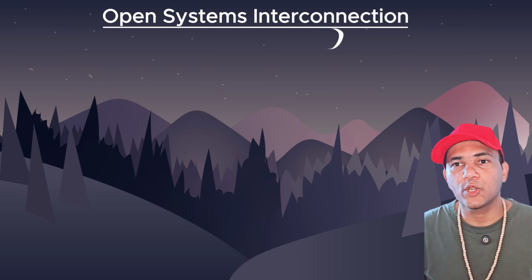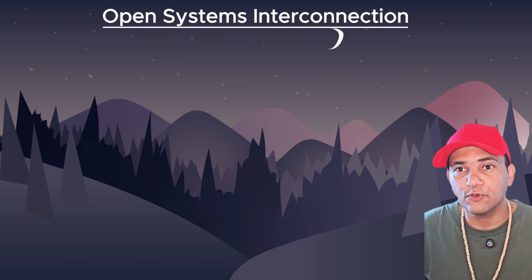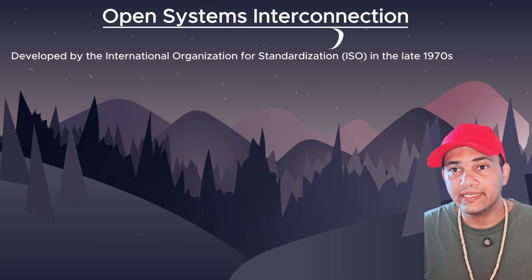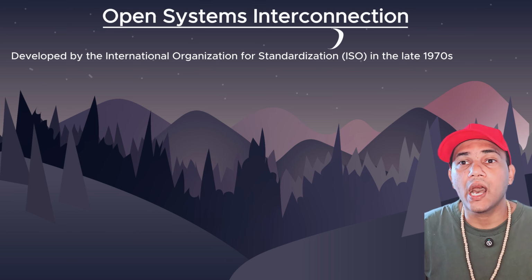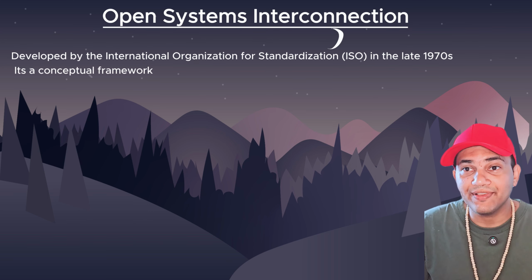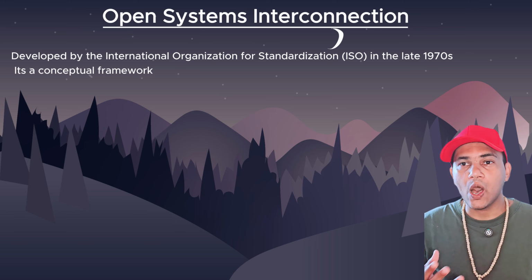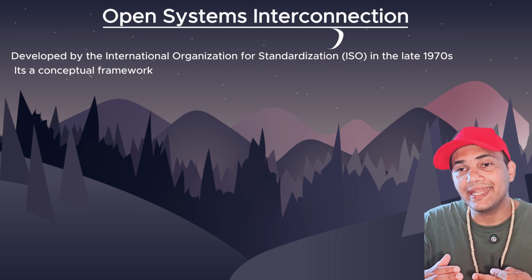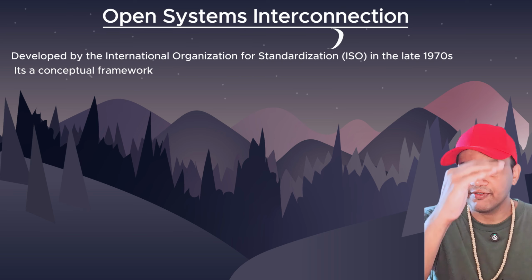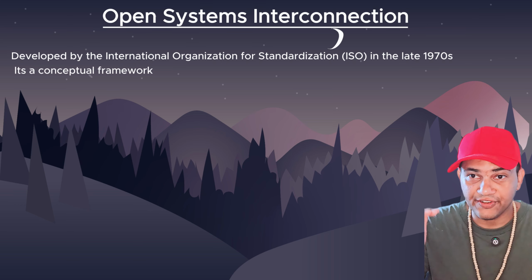The OSI reference model stands for Open System Interconnection, and it was developed by the International Organization for Standardization in the late 1970s. It is a conceptual framework that describes how data moves between devices in a network. Think of it as a guide that shows how information travels from one computer to another and breaks it down into different layers. The OSI reference model is made up of 7 different layers.